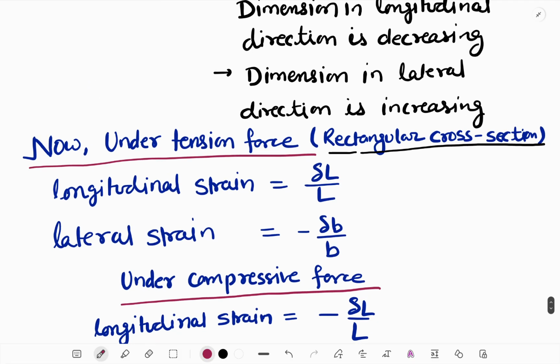Now under tensile force, and that too for the rectangular cross section we considered, we are going to deal with strain. First is the longitudinal strain in the direction of length. Change in length divided by original length gives the strain. With the application of tensile force, the length is going to increase, and if there is an increase, it will be positive. In lateral direction, the width is decreasing, so that will be negative. An increase means positive and a decrease means negative.